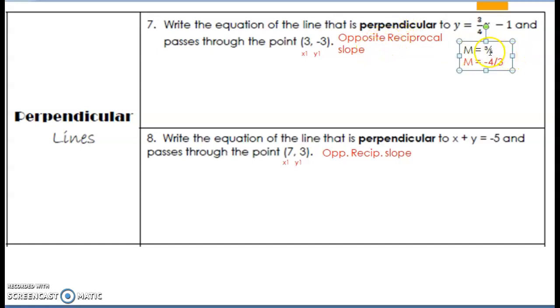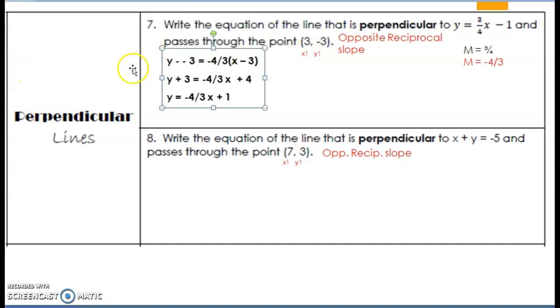So the opposite, if it's positive, I want a negative, and the flip, -4/3 is the slope of the line that we are writing a new equation for. They also want that line to pass through the point 3, -1. So now I have a slope, -4/3, and a point. We plug it into point slope form of the equation.